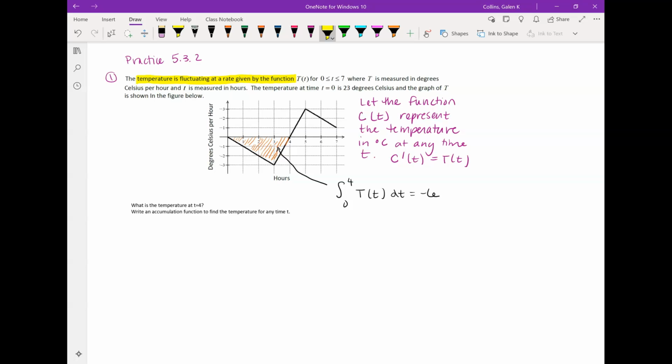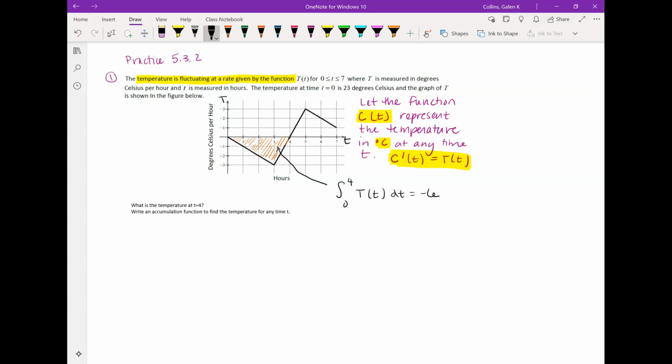So we have to name some other function if we're going to write an accumulation function. So we do not currently have a function that represents just the temperature, so we might have to name that, and I'm just going to call it C of t, where C at least maybe aligns with degrees Celsius. I know that's kind of backwards. So let's let C be the function that represents the temperature in degrees Celsius at any time t, such that the derivative of C, the rate of change, is the function T that we were given. So this is a graph of T, which is C prime.